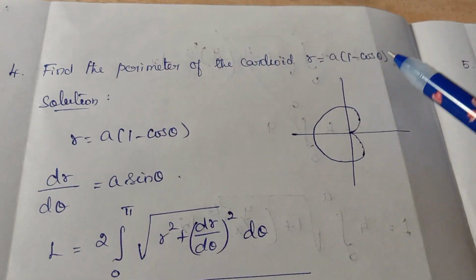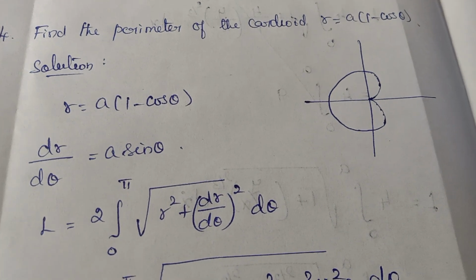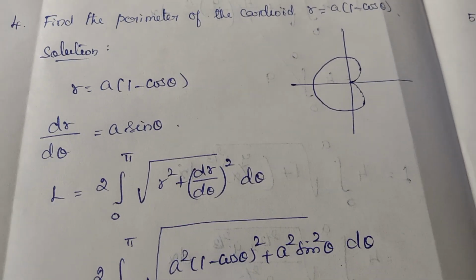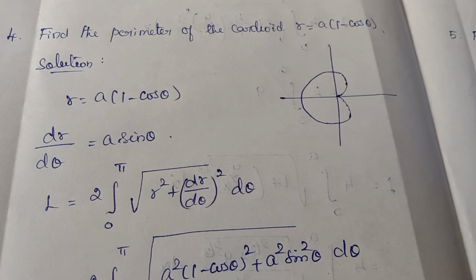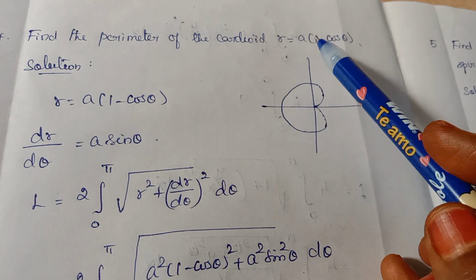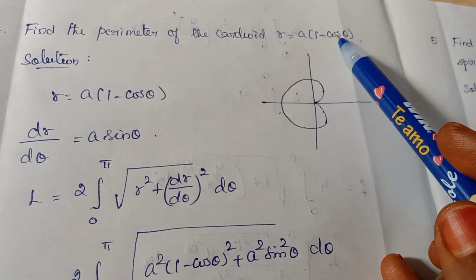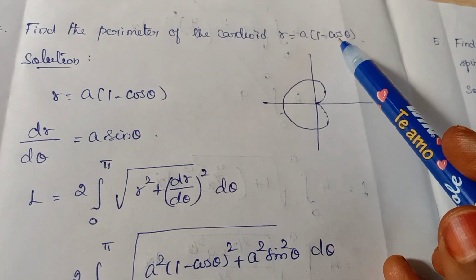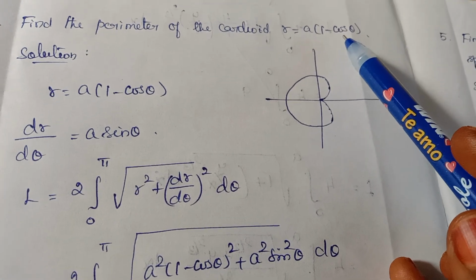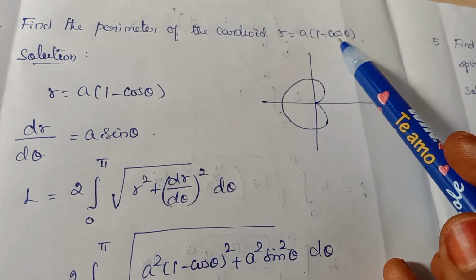Find the perimeter of the cardioid r equal to a into (1 minus cos theta). This is given in terms of r and theta, isn't it? So what's the formula for finding the length? Square root of r square plus (dr by d theta) the whole square. So this is r equal to a into (1 minus cos theta). Already in the previous video, for finding area of plane regions in sectorial area, I have given all the different equations of cardioid and how they look like.